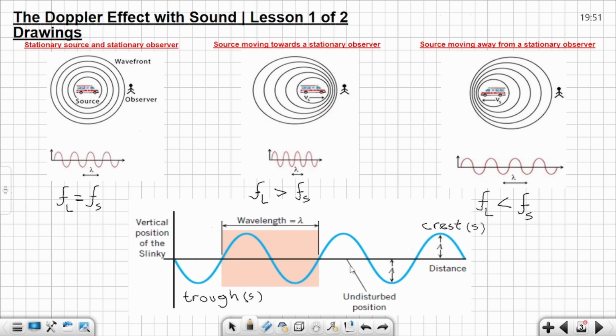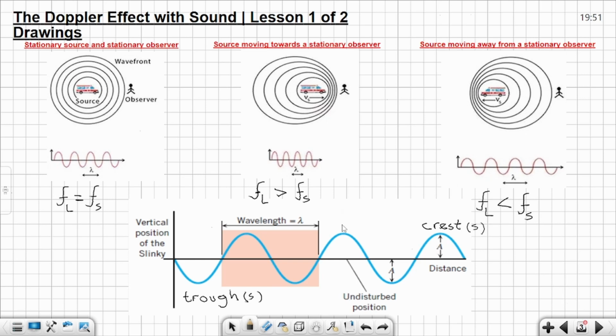So this position, the line there, is known as the undisturbed position. And the distance from the undisturbed position to the crest is known as the amplitude. Or you can say the distance from the undisturbed position to the troughs is also the amplitude. Okay, you have A there for amplitude, and you have A there for amplitude. I hope it's clear there.